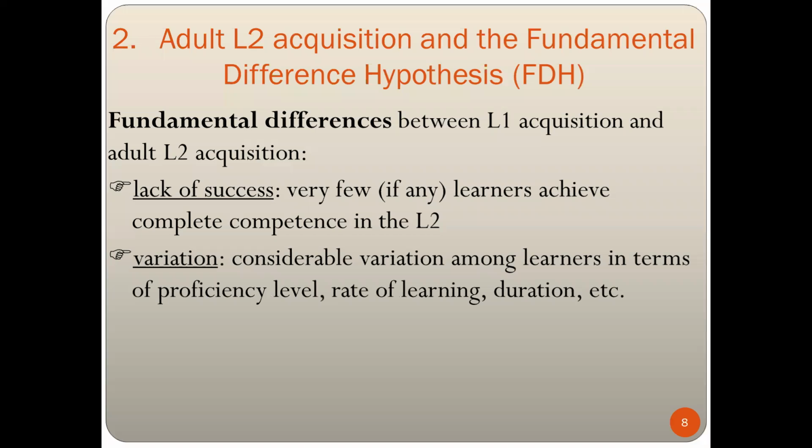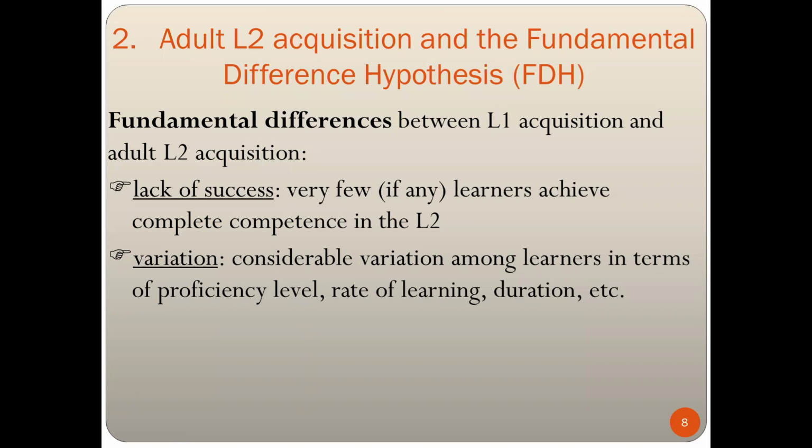In first language acquisition, uniformity and homogeneity are among the most defining properties. In second language acquisition, variation is one of the most defining properties. So we find considerable variation among learners in terms of how much they acquire, in terms of how quickly they learn, in terms of how long it takes them to achieve a particular level of competence.